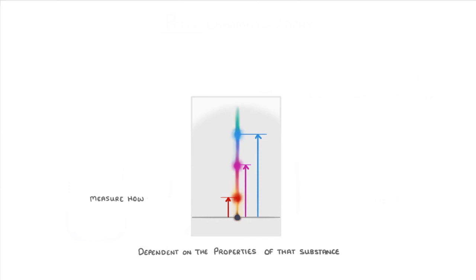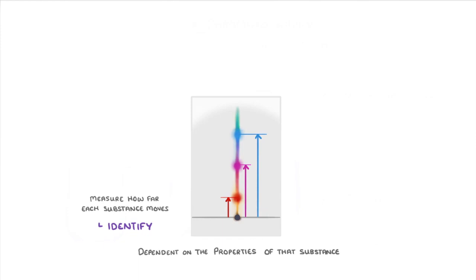So if you think about it, how far each of the chemicals travels is dependent on the properties of that substance. And if we did the same experiment again, our chromatogram would look the same. This means that if we measure how far each substance moves, we can compare those values to a data book and identify which type of chemical it must have been.